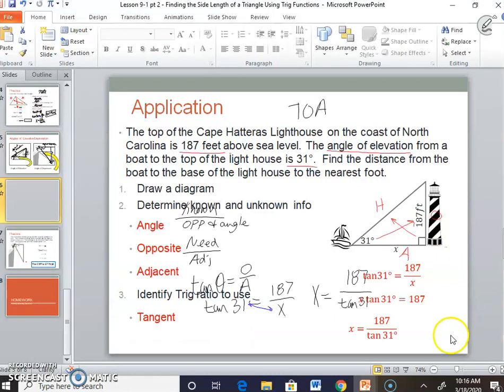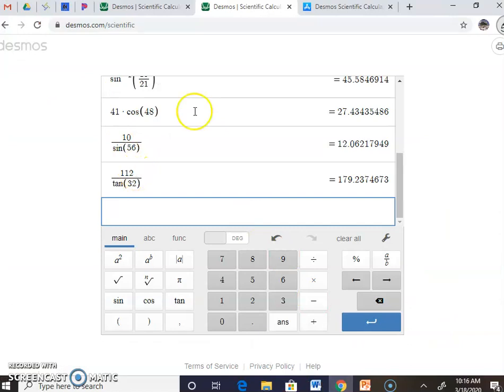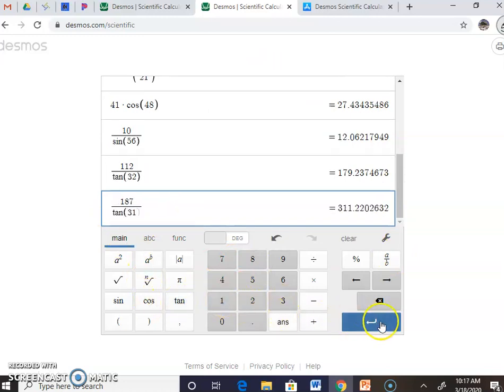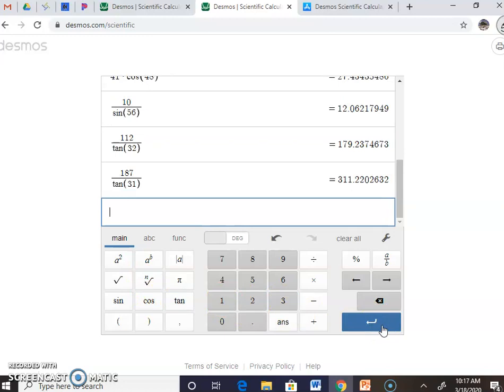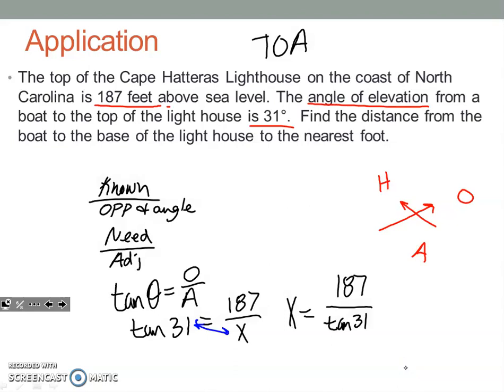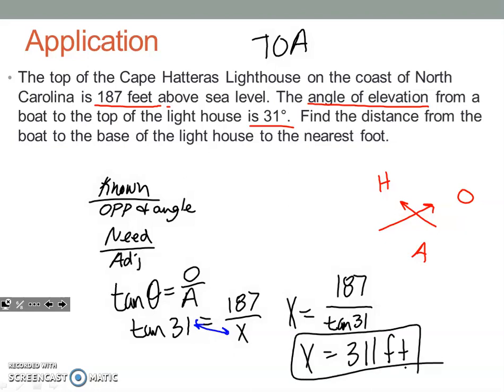So I'm going to use my online calculator again. 187 over tangent of 31. Press enter, and they are 311 feet away. I went ahead and rounded to the nearest foot like it said. So that boat is 311 feet away. So x equals 311 feet.